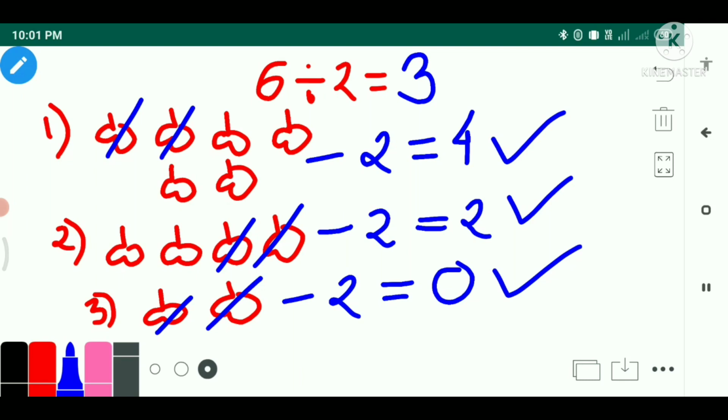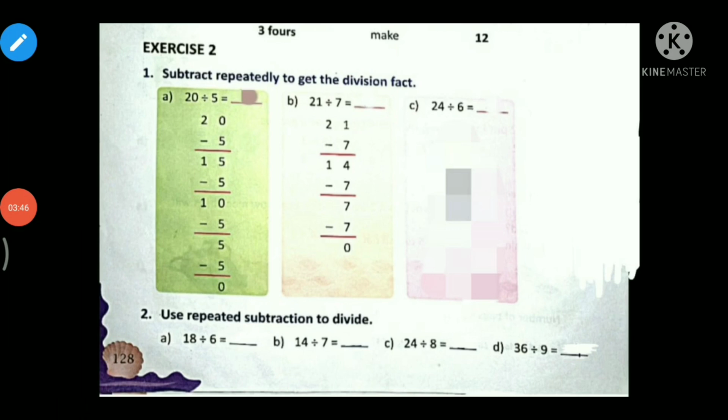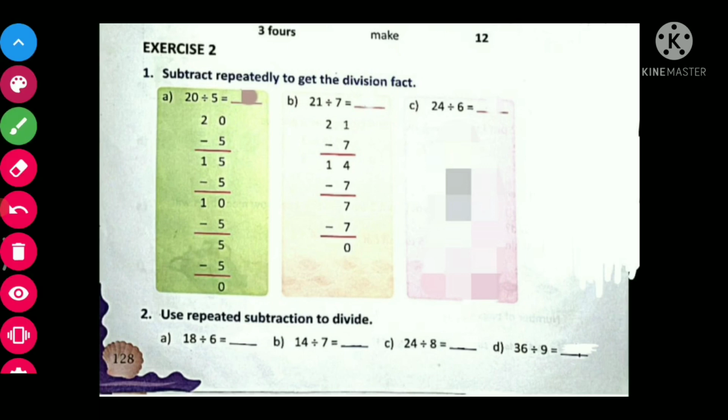Now open page number 128. See exercise 2. The first one: subtract repeatedly to get the division fact. So we need to subtract. See the first one, 20 divided by 5. We need to subtract 5 from 20 continuously until we get 0. It is already done, so we'll count the steps.